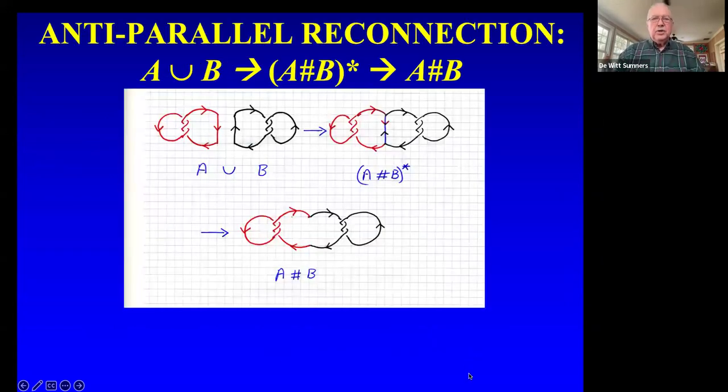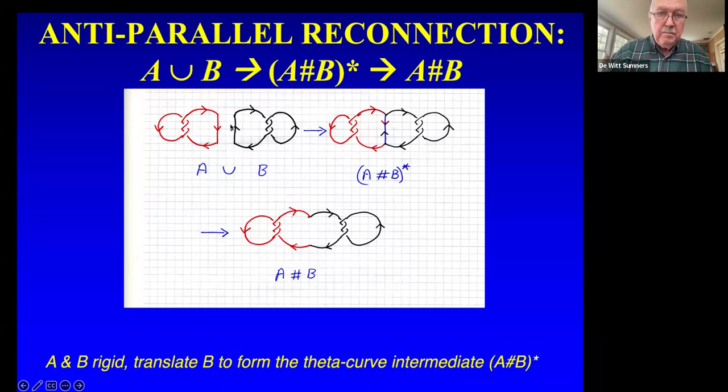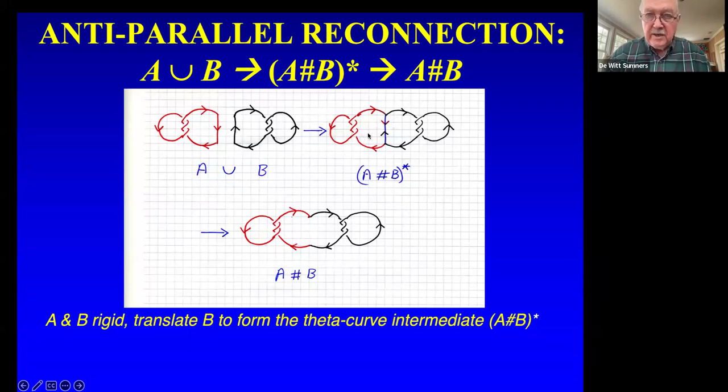And now when I'm doing reconnection, I want to think of it as follows. I've got a red curve A, a black curve B. I'm thinking of them now as rigid, and at the edge, this red edge sort of aligns with this black edge here. And I'm going to translate B and make those 2 edges coincident to give me an intermediate theta curve. So if I translate B and make the edges coincident, I get the theta curve, A connect sum B star. If I remove the interior of this common edge, I get the reconnection, or the connected sum as it's called.